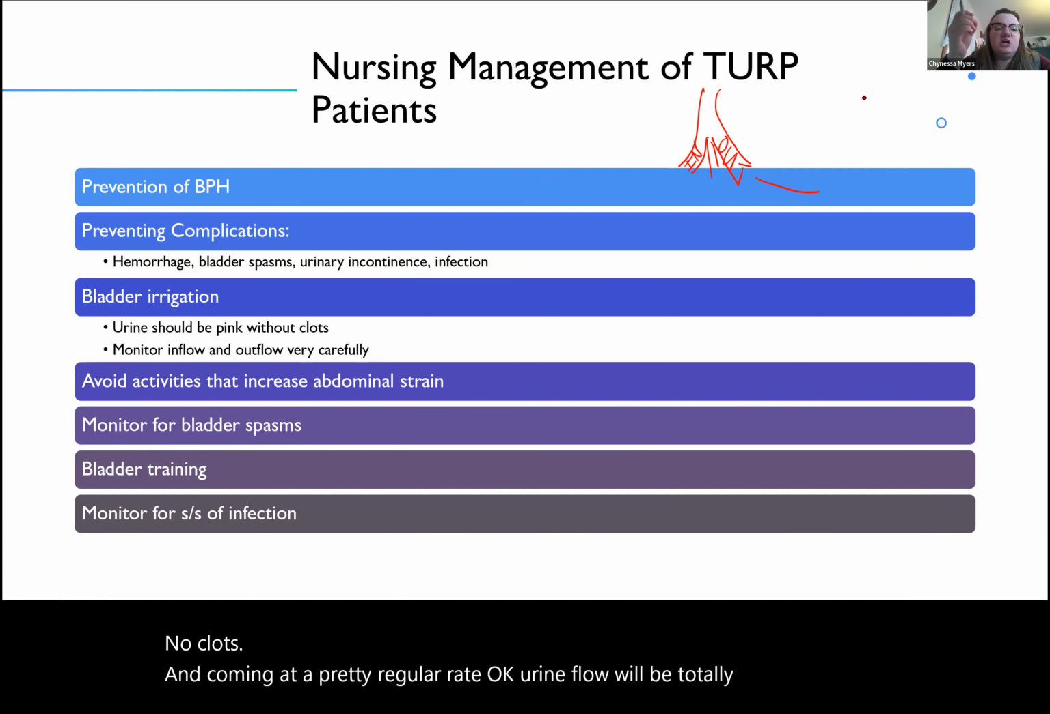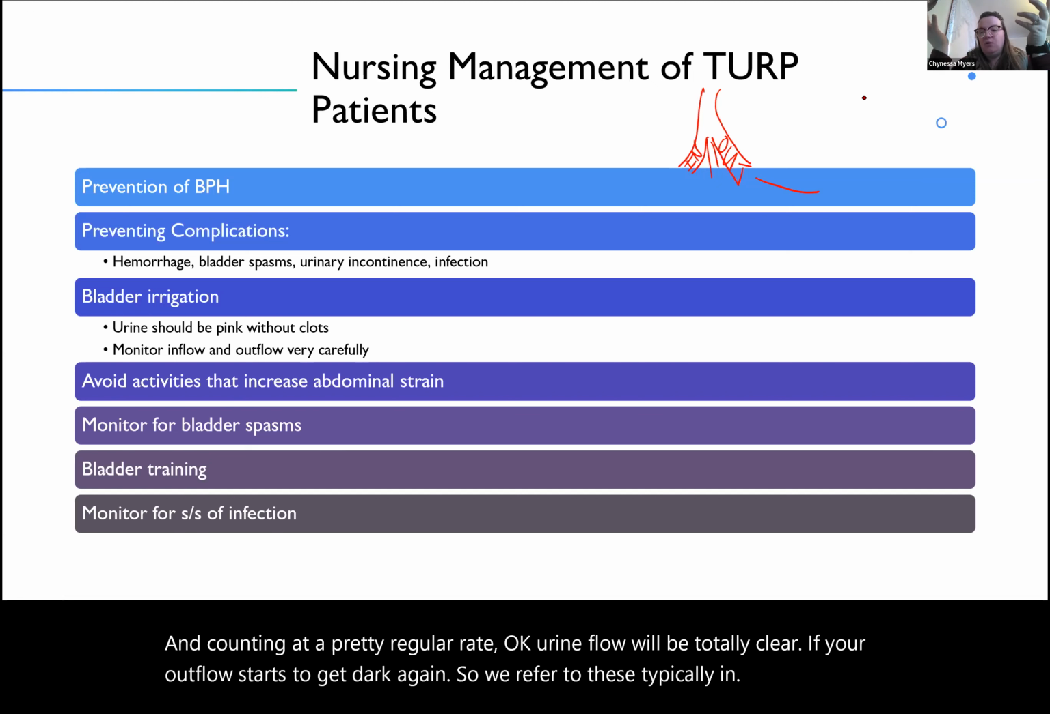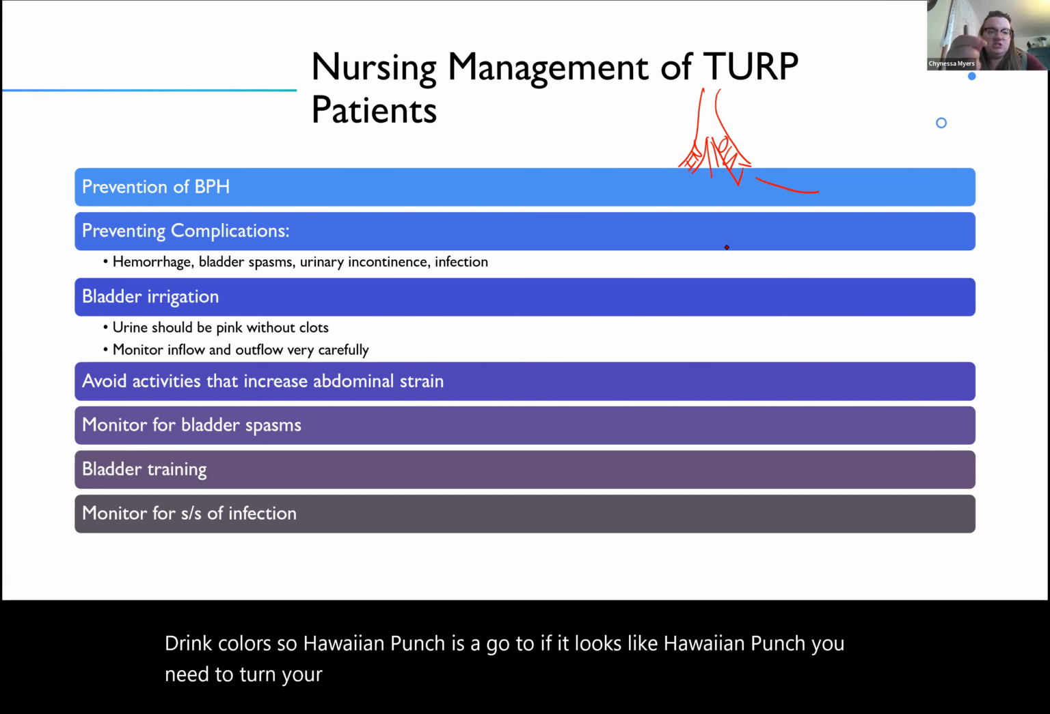If your outflow starts to get dark again, we refer to these typically in drink colors. So Hawaiian Punch is a go-to. If it looks like Hawaiian Punch, you need to turn your bladder irrigation a little bit faster on the clamp.